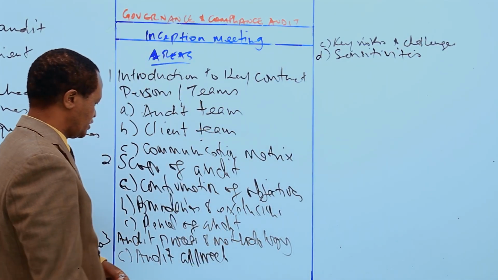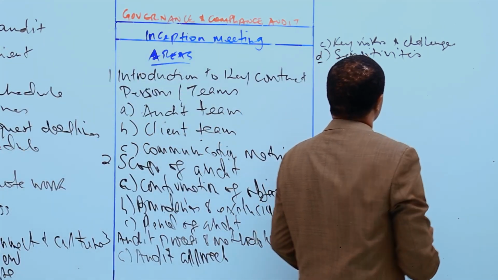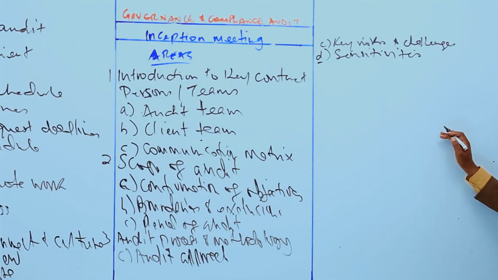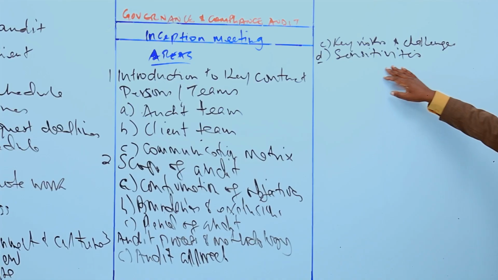Sensitivities is also part of understanding operating environment and culture. What do we mean by sensitivities? Candidates, here we are referring to, or it means understanding any political sensitivities. It may refer to political sensitivities or ongoing investigations or other delicate issues that the audit team should be aware of while carrying out governance and compliance audit. That's what we mean by sensitivities.